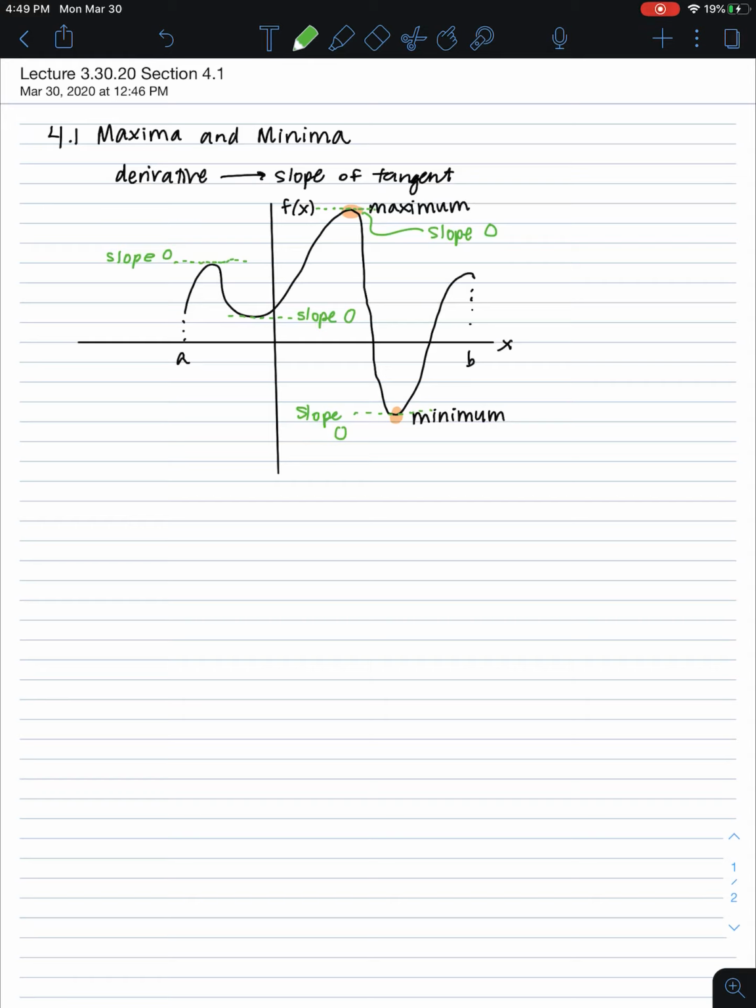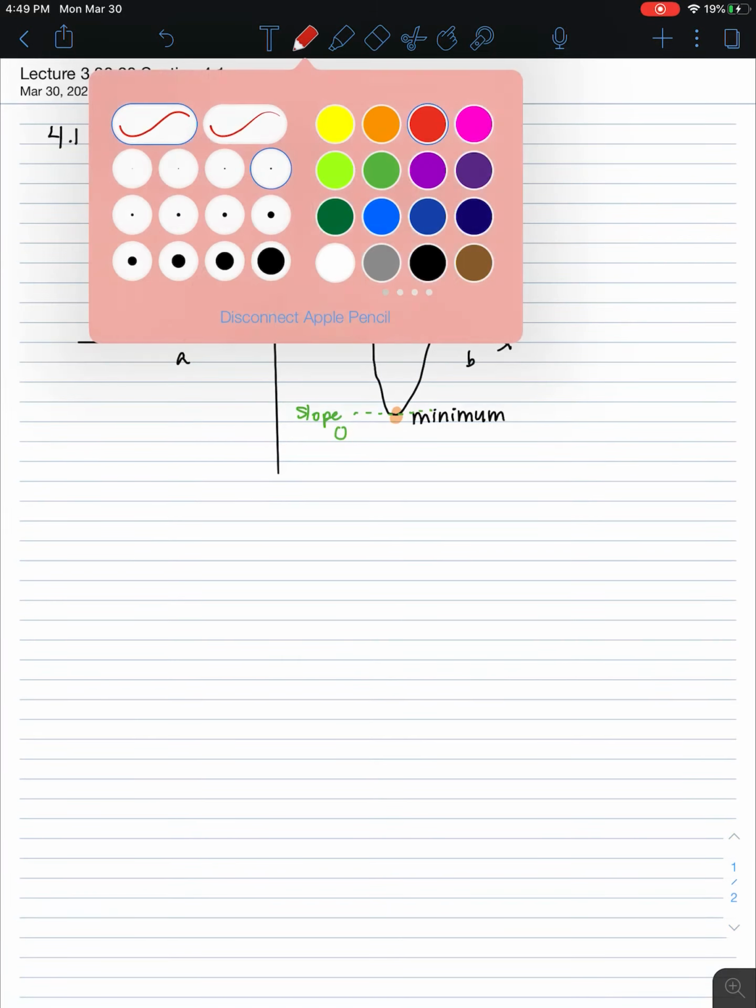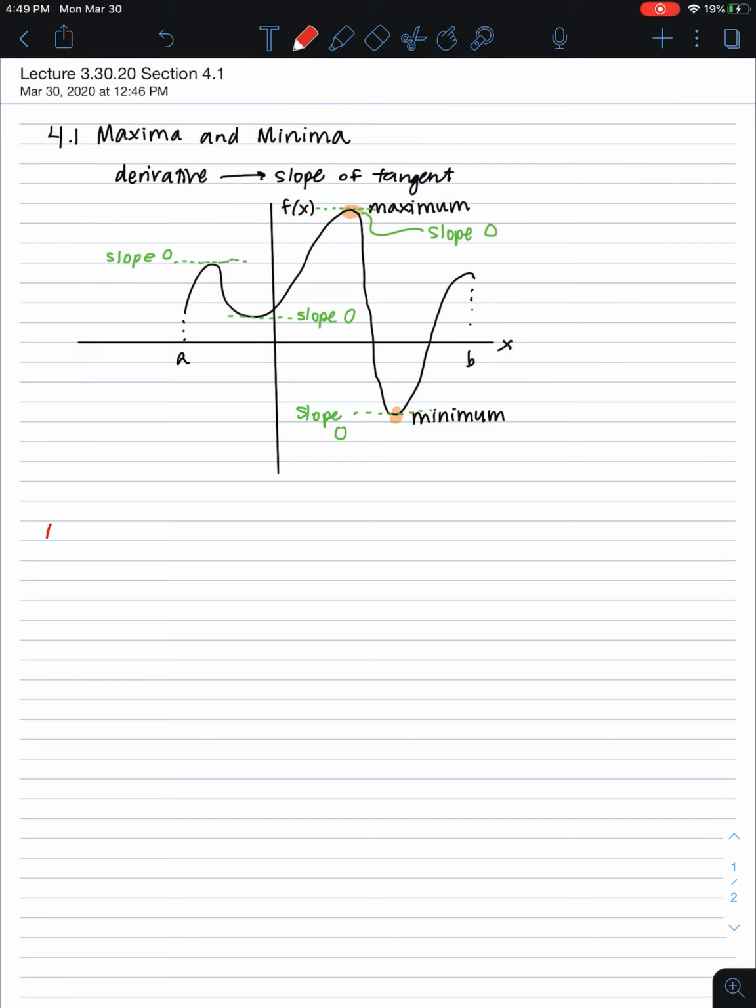I'm going to give you guys a couple definitions for a more formal approach to this. So let's see here. First of all, I'm going to define absolute maximum and minimum. So an absolute maximum is, let f of x be defined on A to B. So that's like this guy up here. We have our function being defined from A to B.